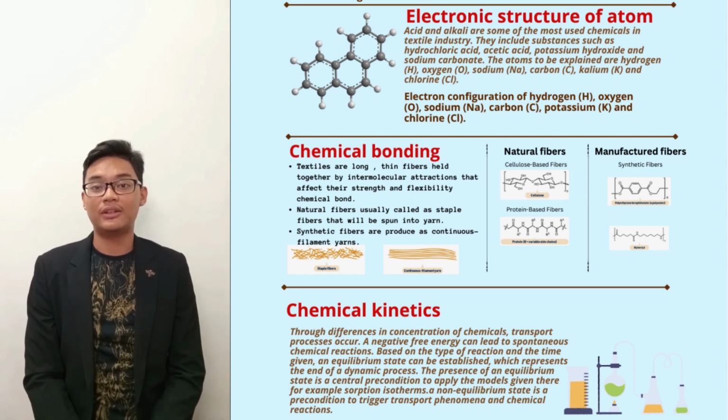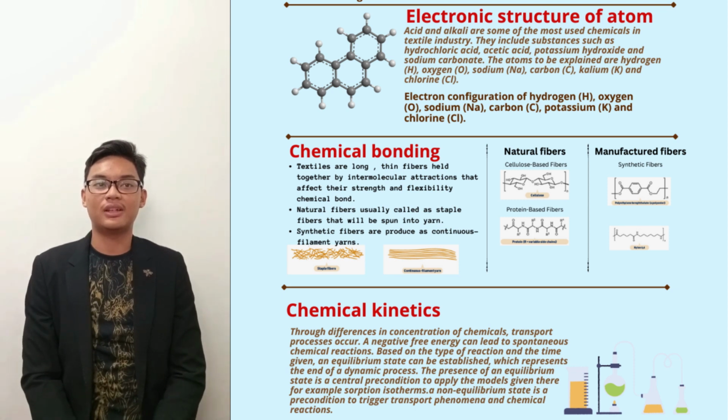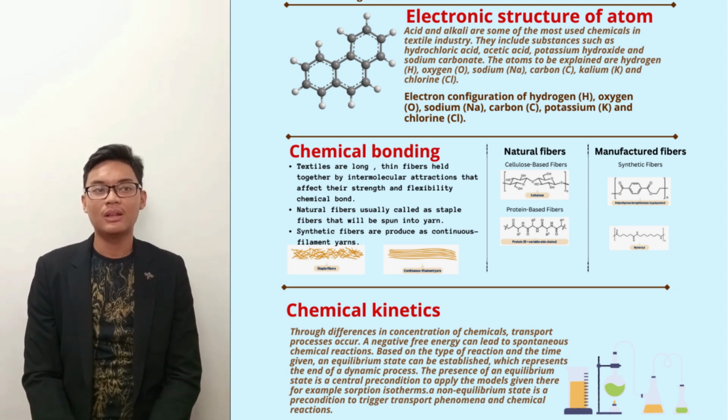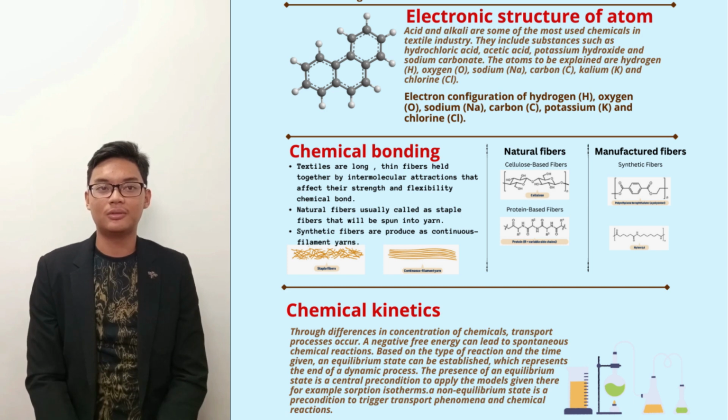And then we have hydrogen. Hydrogen has only 1 electron. Therefore, its electron configuration is as simple as 1s1. Then we are going to talk about chlorine. Chlorine has 17 electrons. Therefore, its electron configuration is 1s2, 2s2, 2p6, 3s2, and 3p5.